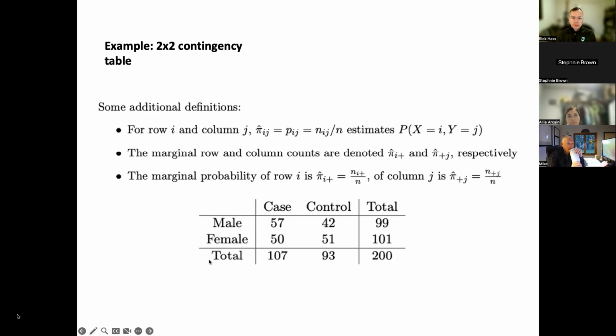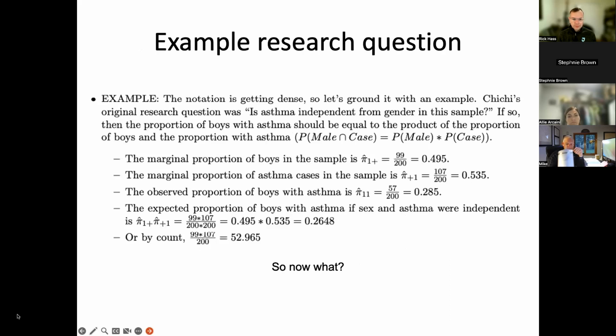But this 2 by 2 table plays a very special role, especially in epidemiology and the development of this test and so on and so forth. Okay, so qualitatively, we know that there is a discrepancy here. But now what do we do? How do we actually quantify this discrepancy?